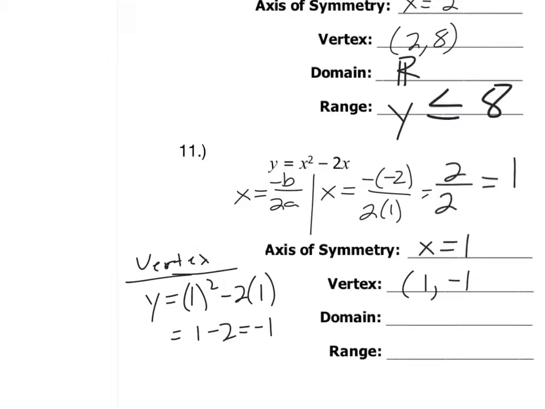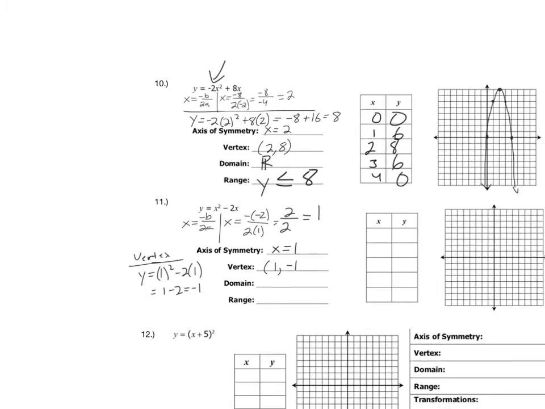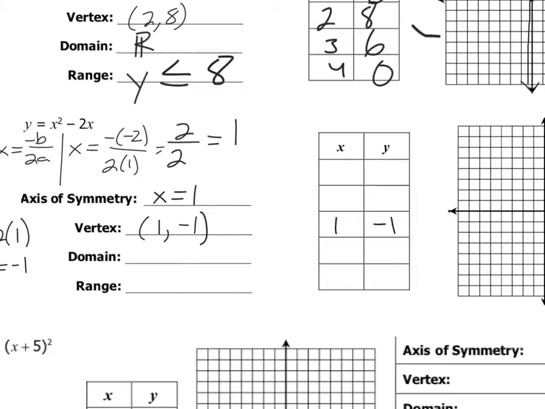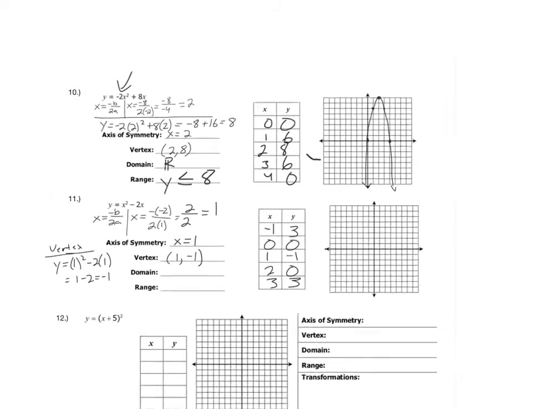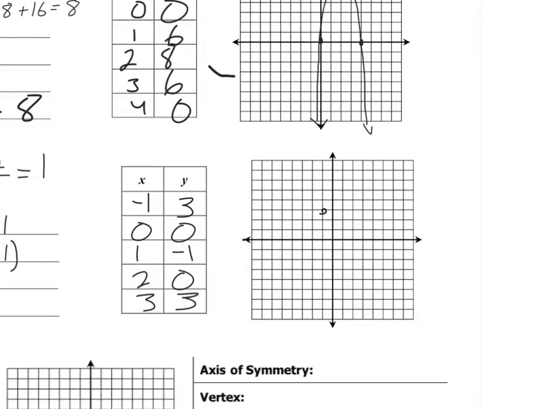Okay, now we're going to put that value in the middle of our table and then fill in the rest. And you put all that in your calculator, or this one's easy enough where you might be able to just do it in your head. So if you plug in -1, you get 3, 0, 0, 2, 0, and then 3, we get 3 again. All right, and then you just go ahead and graph it. So -1, 3 is right here, 0, 0 down here, 1, -1 down here, 2, 0 over here, and 3, 3 is right here.